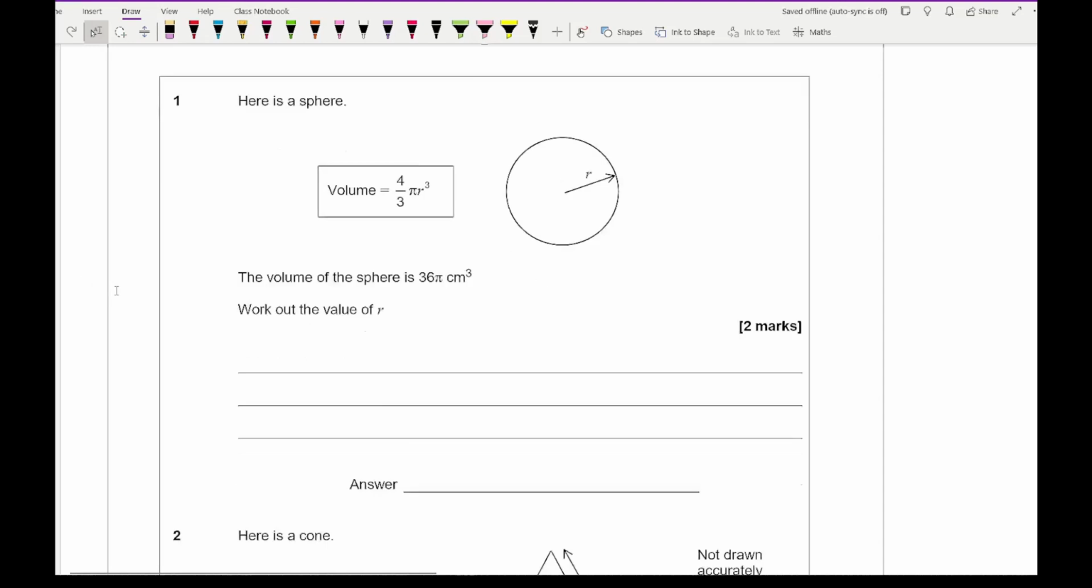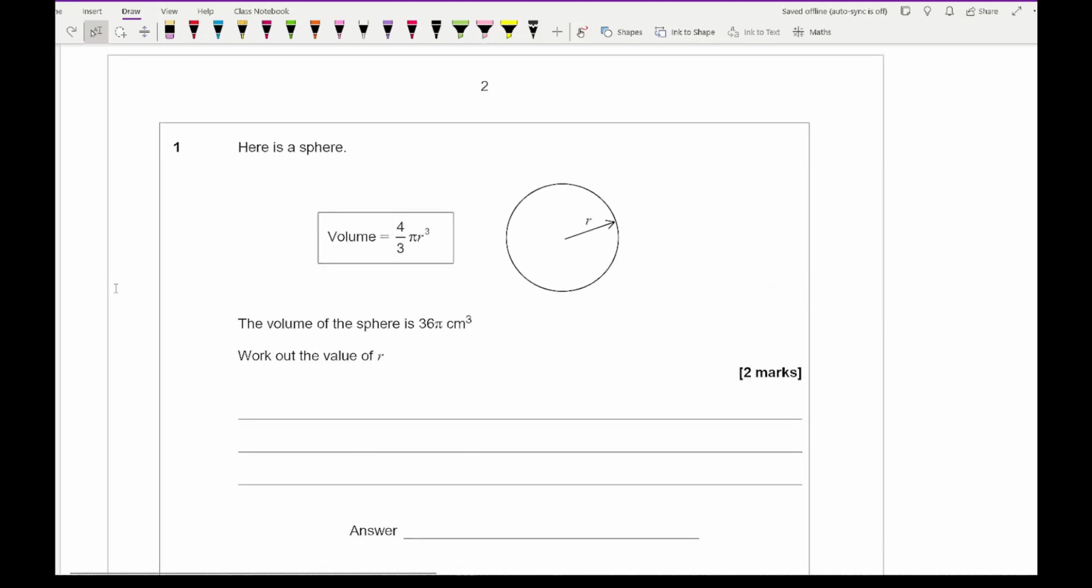So let's get started on question 1. Question 1 says, here is a sphere, and the volume of the sphere is 36 pi. Work out the value of r. As you can see, we're given the volume of the sphere, so all we need to do here is substitute V equals 36 pi. So here we've got 36 pi equals 4/3 pi r cubed.